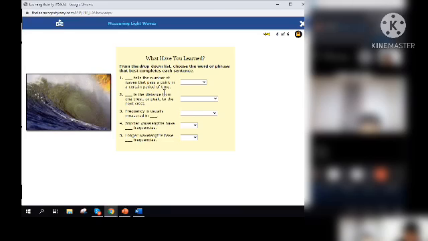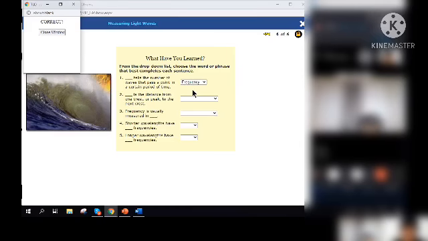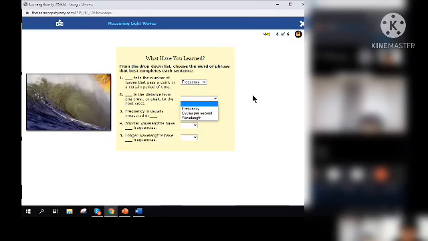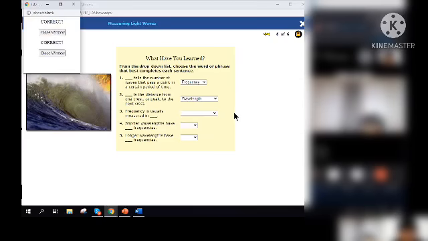In number 1, drop down list style again. Blank tells the number of waves that pass a point in a certain period of time. What do we call that, Son? Frequency. Yes, good job. Number 2 is the distance from one crest or peak. Wavelength. Yes, distance, so length.